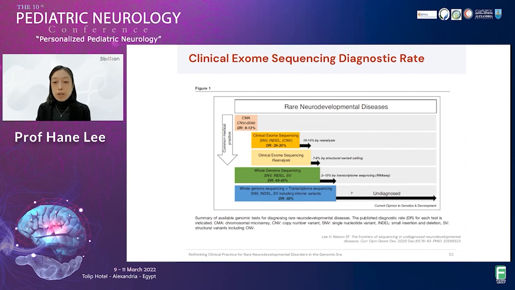One more thing I want to note here is that whole genome sequencing can actually replace CMA and exome altogether and find additional variants the two tests cannot identify. So once the whole genome cost is further reduced, it will be reasonable to just perform whole genome sequencing from the start and further reduce the time to diagnosis. 3billion is also heading in that direction and preparing accordingly.